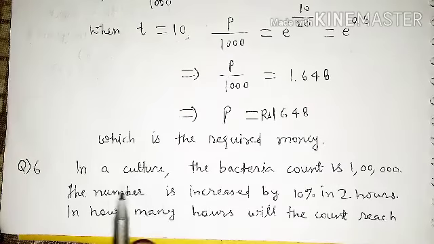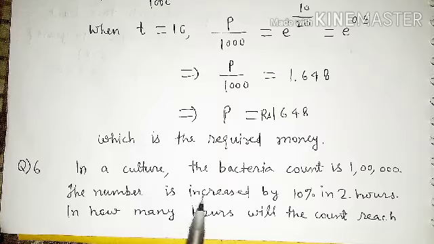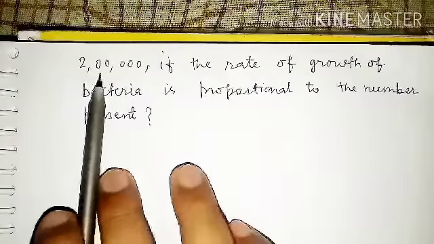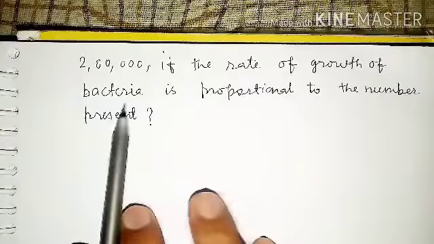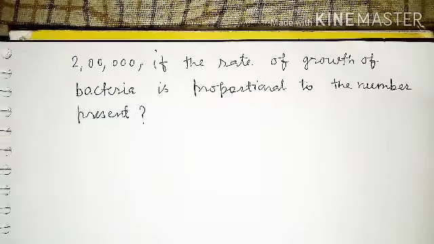In a culture, the bacteria count is 1 lakh. The number is increased by 10% in 2 hours. In how many hours will the count reach 2 lakh if the rate of growth of bacteria is proportional to the number present? Solution.